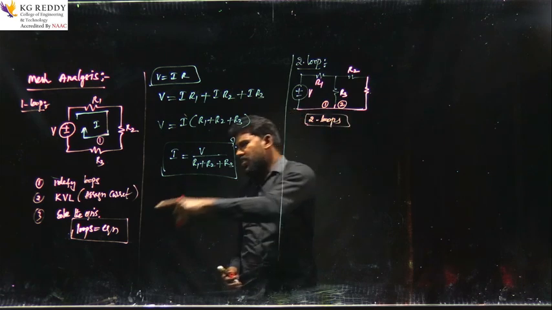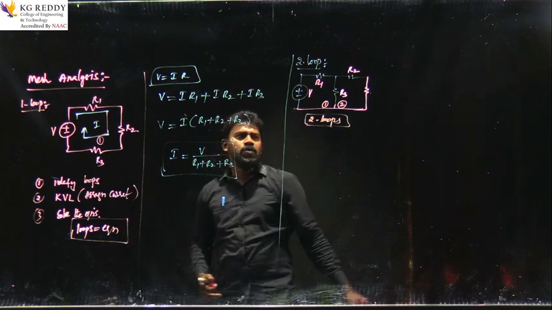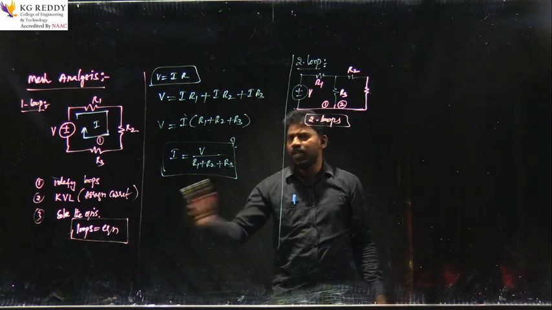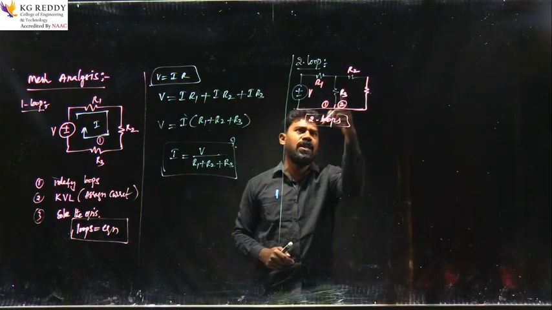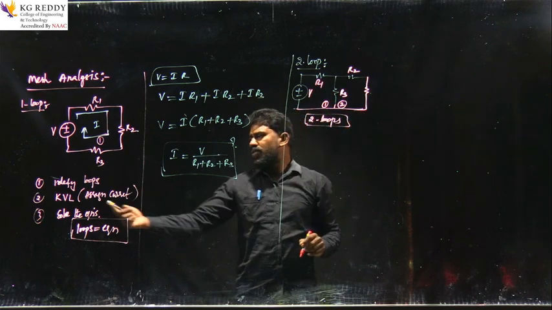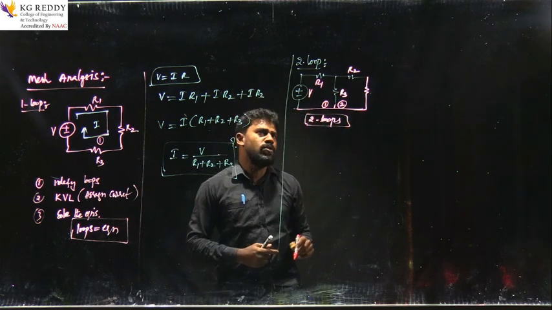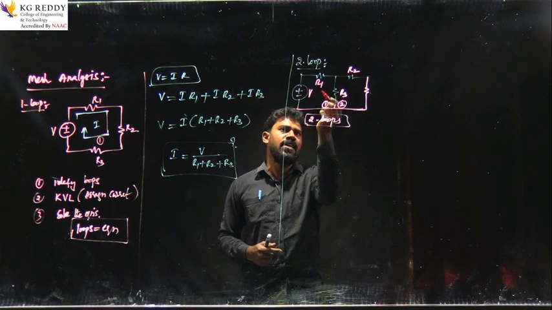How many equations will you get? Number of loops is equal to number of equations, so you will get 2 equations. Where will you get those equations? In loop 1 and loop 2. Then assign the current direction in each loop. So now I am going to assign the current direction.